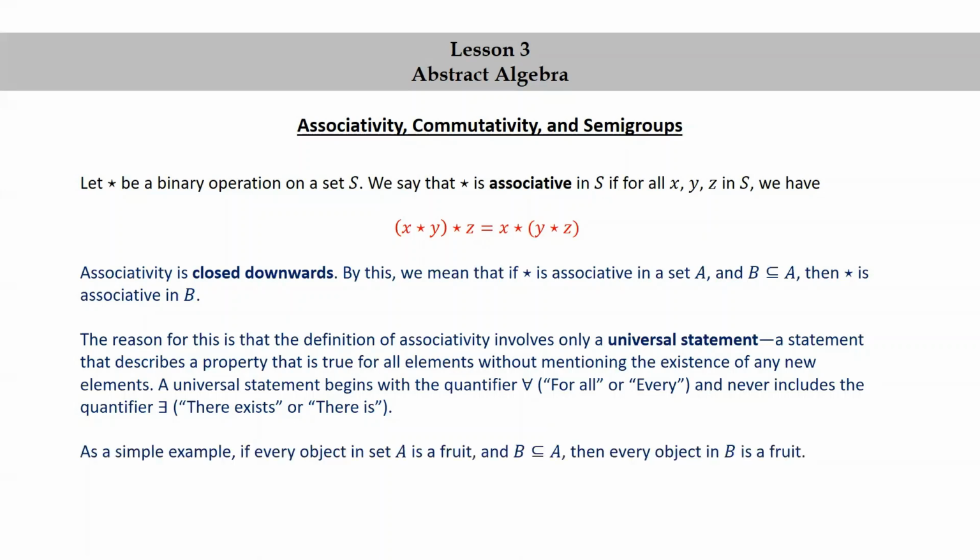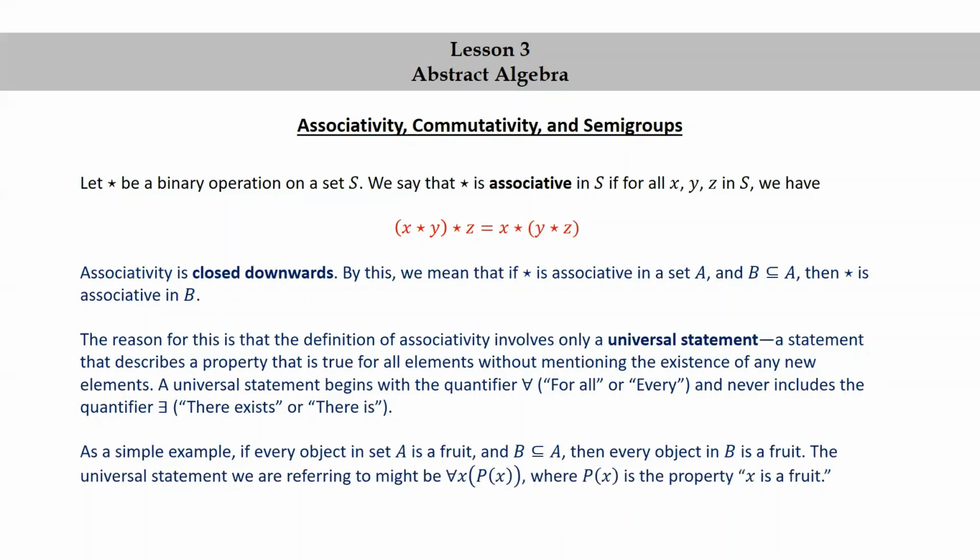As a simple example, if every object in set A is a fruit and B is a subset of A, then every object in B is a fruit. The universal statement we are referring to might be for all x, P of x, where P of x is the property x is a fruit. In the case of associativity, the universal statement is for all x, for all y, for all z, (x star y) star z is equal to x star (y star z).